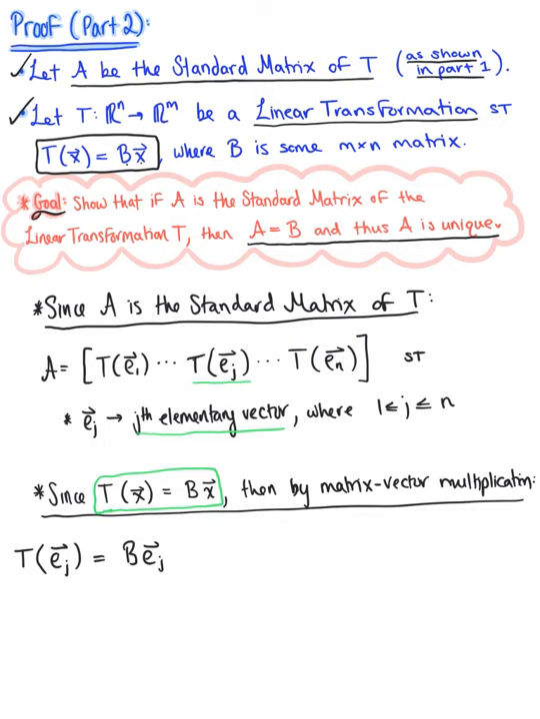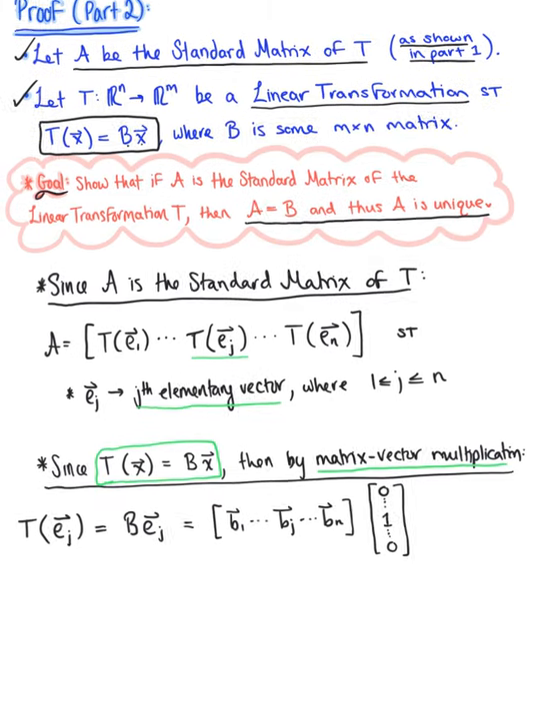So let's simply expand this out to really appreciate what this is telling us. We have matrix B, whose column vectors are vector b sub 1, and we'll have our jth column vector in here, all the way up to the nth column vector, b sub n. So there's matrix B, and this is being multiplied by the jth elementary vector. All of the entries of this vector are 0, except for that jth term.